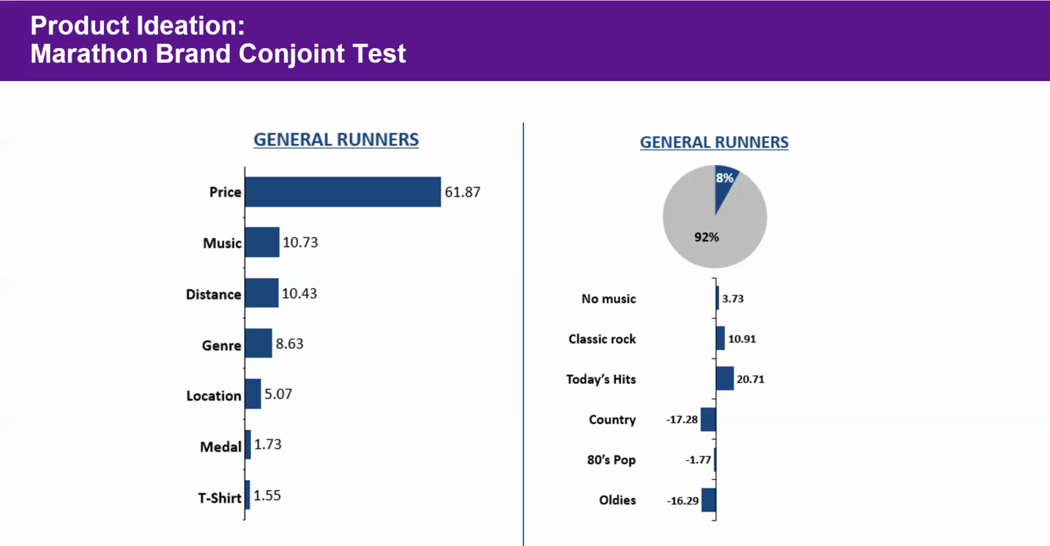And then even within those components, taking music, for example, we're able to break them down even further to understand what genre of music was going to be most impactful in driving runners to decide to participate in the marathon. And here we're seeing, obviously, something like today's hits and classic rock were much more impactful, whereas among this sample, something like country or oldies were actually detracting from the value of that race. So this is just one example of how a conjoint test can be used to help put together the pieces, if you will, of a product.